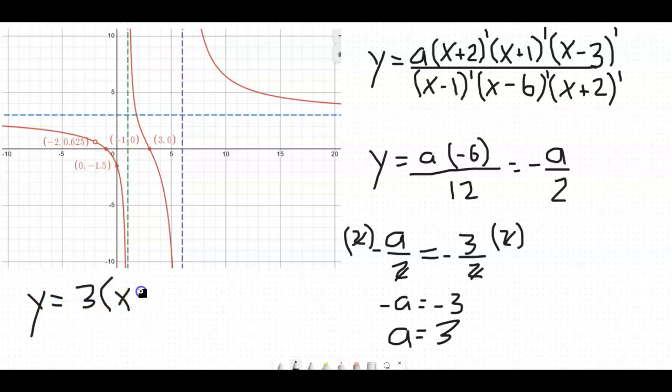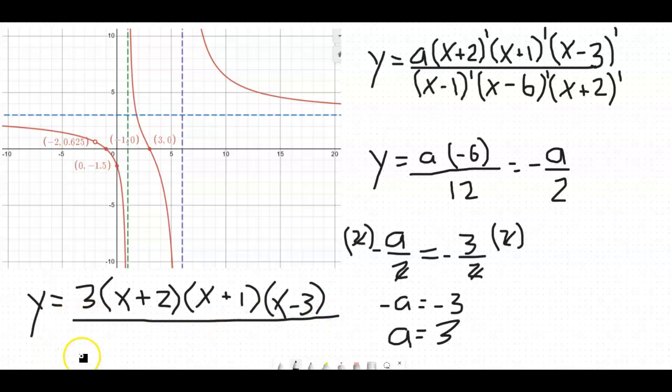So my final function here will be y is equal to 3 times (x plus 2) times (x plus 1) times (x minus 3), and this is all going to be over (x minus 1) times (x minus 6) times (x plus 2). All right. Now we just need to check this in our calculator.